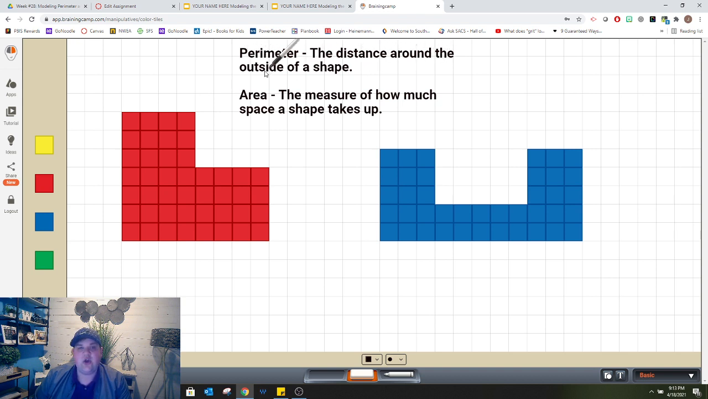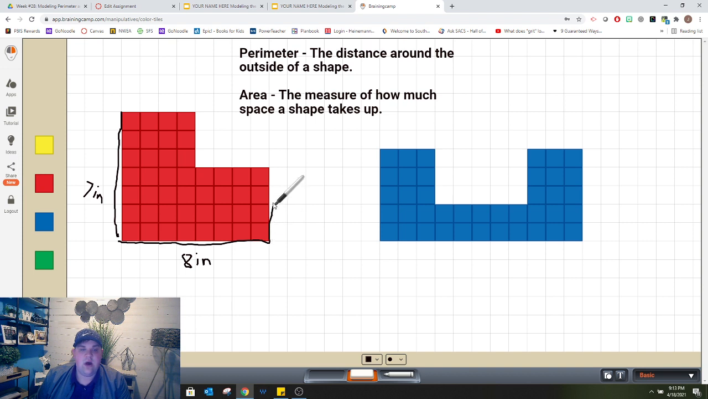Remember, that's the distance around the outside of the shape. Well, each of these squares is worth 1 inch. And I'm going to go all the way down this side of the shape. So I see 1, 2, 3, 4, 5, 6, 7 inches right here down the side. Now I'm going to add on these bottom ones. Here's 1, 2, 3, 4, 5, 6, 7, 8. So it's 8 inches to travel across the bottom of the shape.